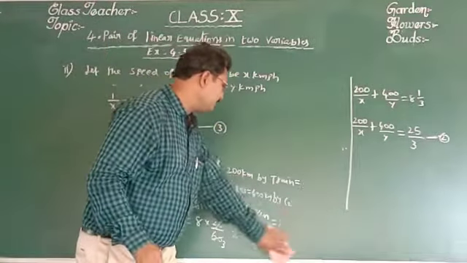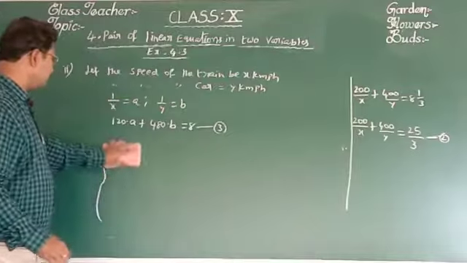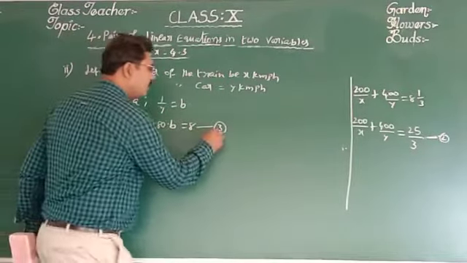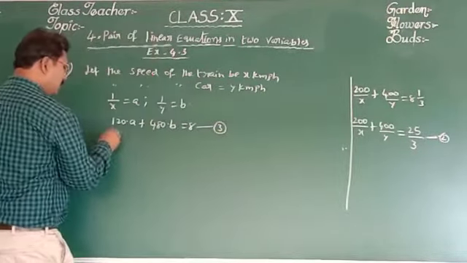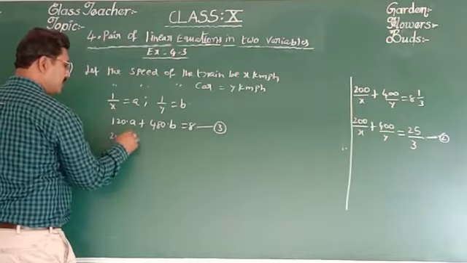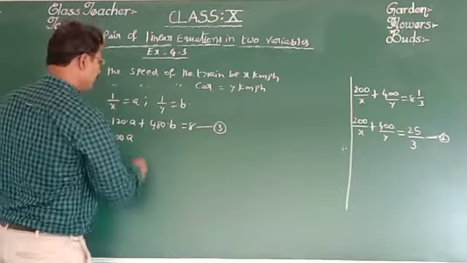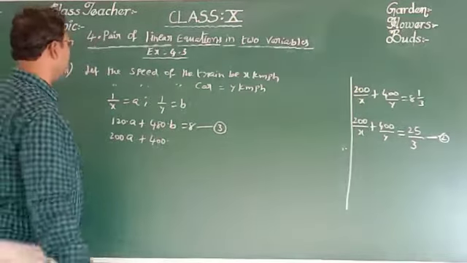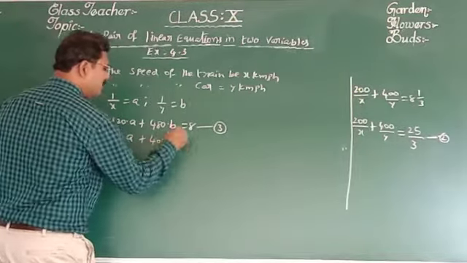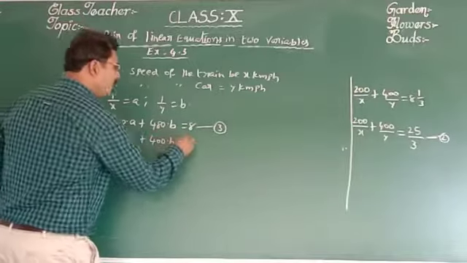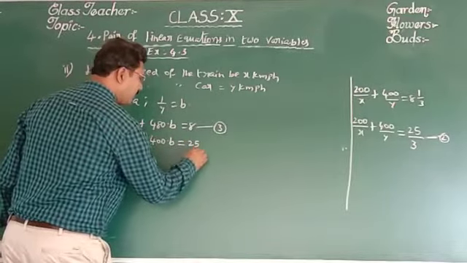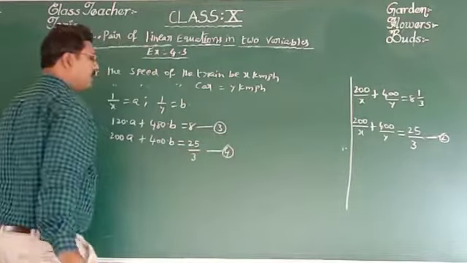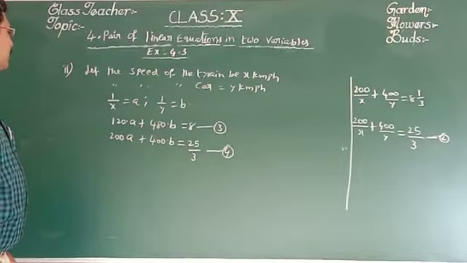Now next, write that equation 4. What is that? 200 into 1 by x, that is 200a, plus 400 into 1 by y, so that is 400b, is equal to 25 by 3. Call it as equation number 4. That is 25 by 3.